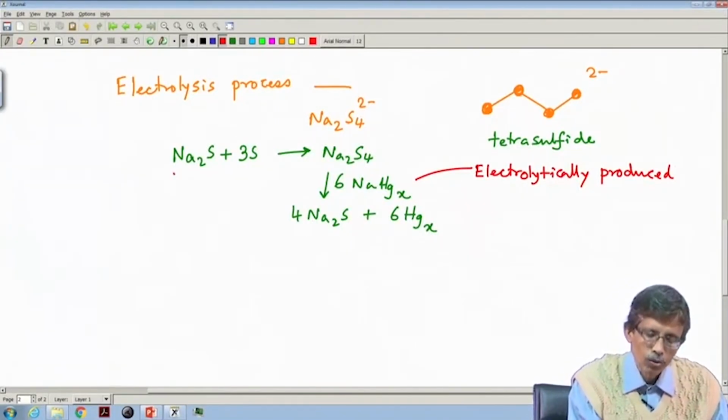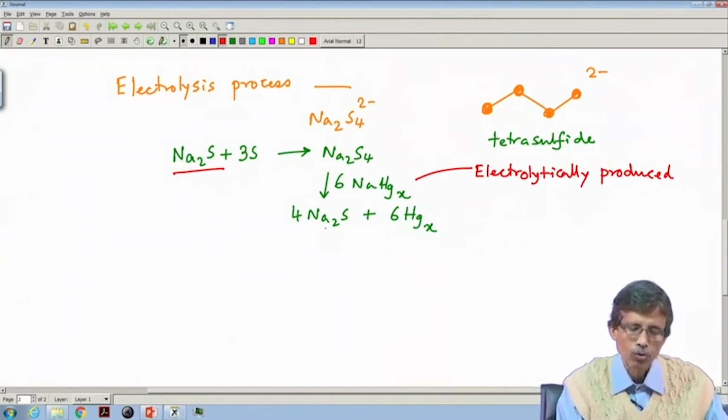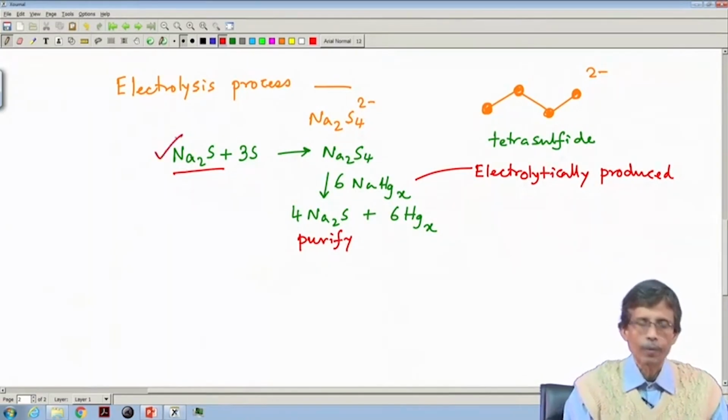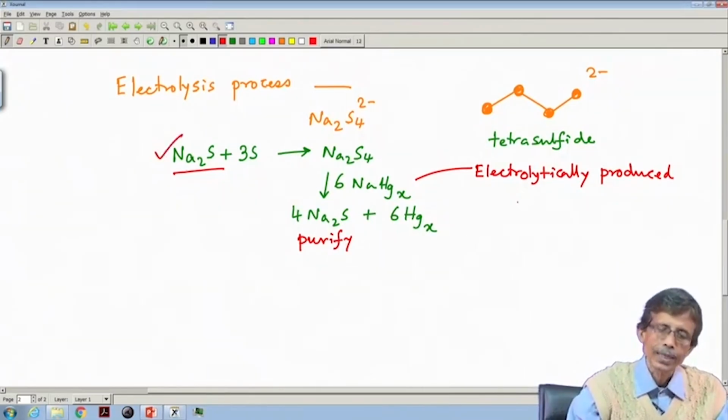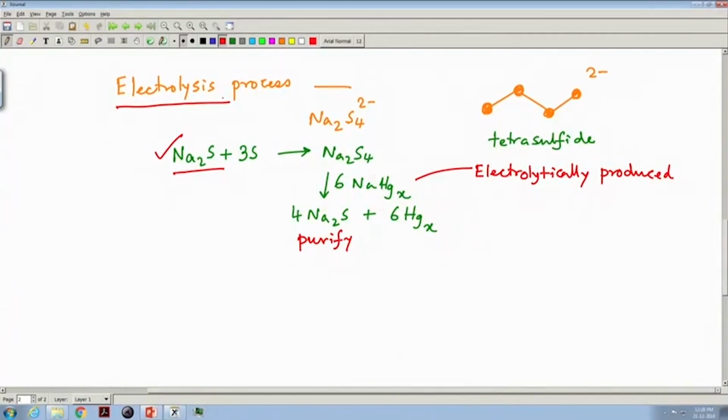So you see that we consume sodium sulfide, then we convert it to some polysulfide, which is tetrasulfide over here, then again we react with sodium amalgam to get back your sodium sulfide and mercury. So this particular one can also be utilized to purify the material if your sodium sulfide is a crude one, because this electrolytic technique is giving you high purity material. So the high purity material can be obtained through this procedure, and then we see the different applications.